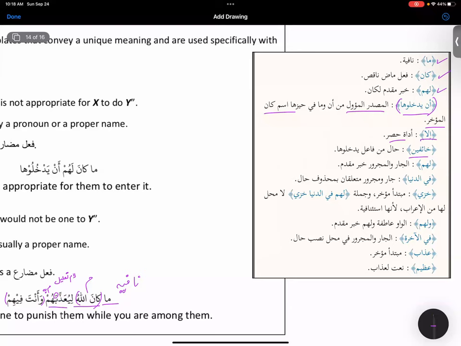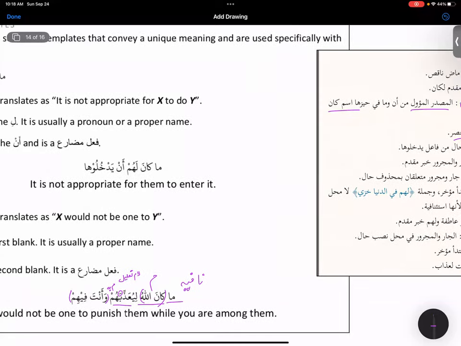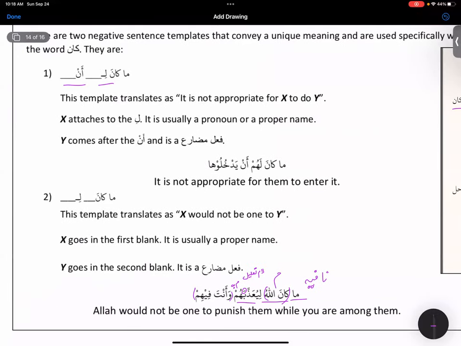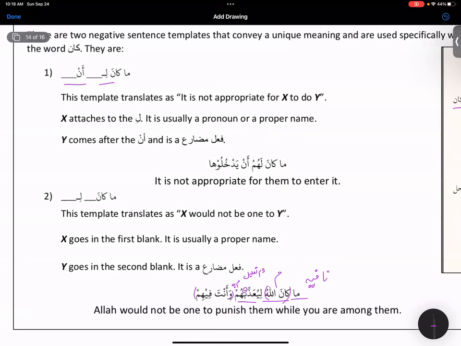Yeah, this khaifina illa khaifin. Ma kana lahum ayat huluha illa khaifin. That should be the khabar. So it doesn't befit them that they enter, except they should be very fearful, because it is talking about when they are creating mischief in the masjid, right? So that is the ayah about that.